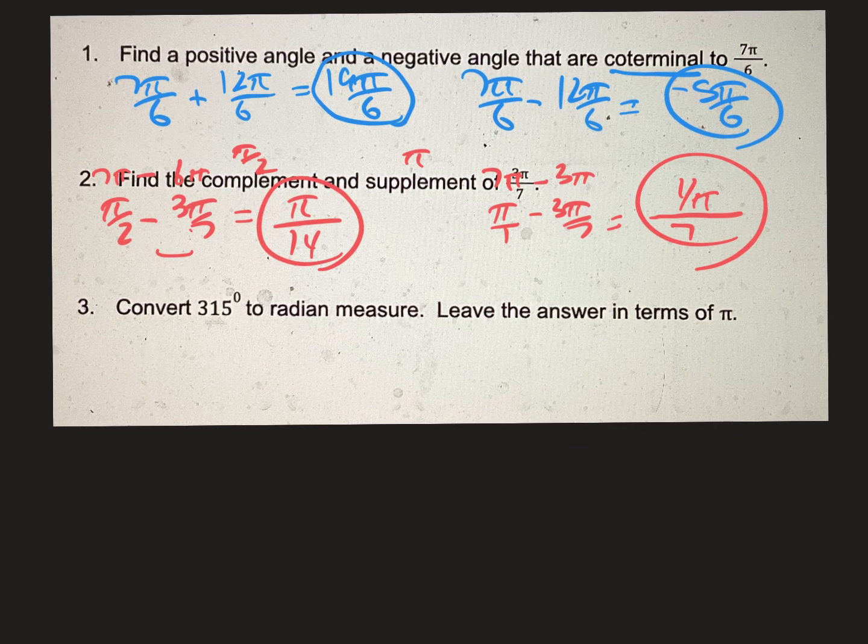Number three, convert 315 degrees to radian measure. When you convert degrees to radians, remember we divide by 180 degrees and put a pi with your answer. That's all you do. So I'm going to punch that in my calculator, punch in 315 divided by 180, then go math frac. When I do that, I'm getting 7/4, so my answer is going to be 7 pi over 4. Remember, put that pi back in your numerator.